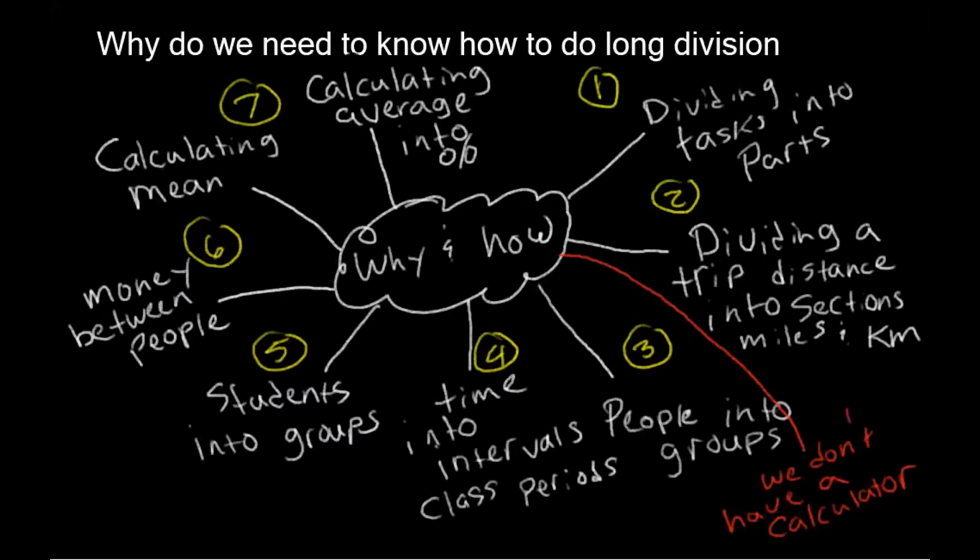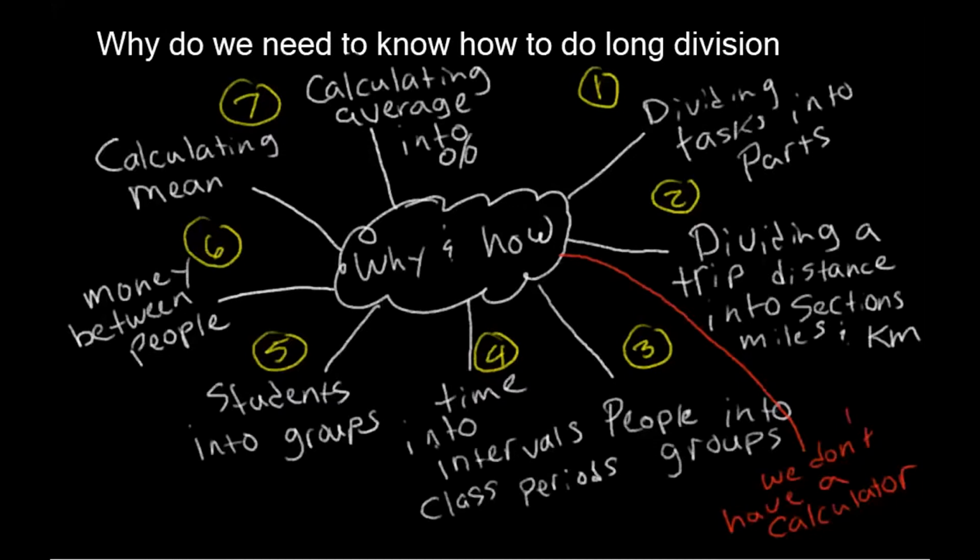Number two, dividing a trip into distance or sections, miles and kilometers. I do this all the time when we're traveling from here to Portland or here to Canada. I'll take the total miles that we're going and say I want to make two breaks, and I'll divide the time or the miles into parts. Then I'll figure out where the city is that's 1 hour away, 2 hours away, 3 hours away, and take a break, so we can divide that way.